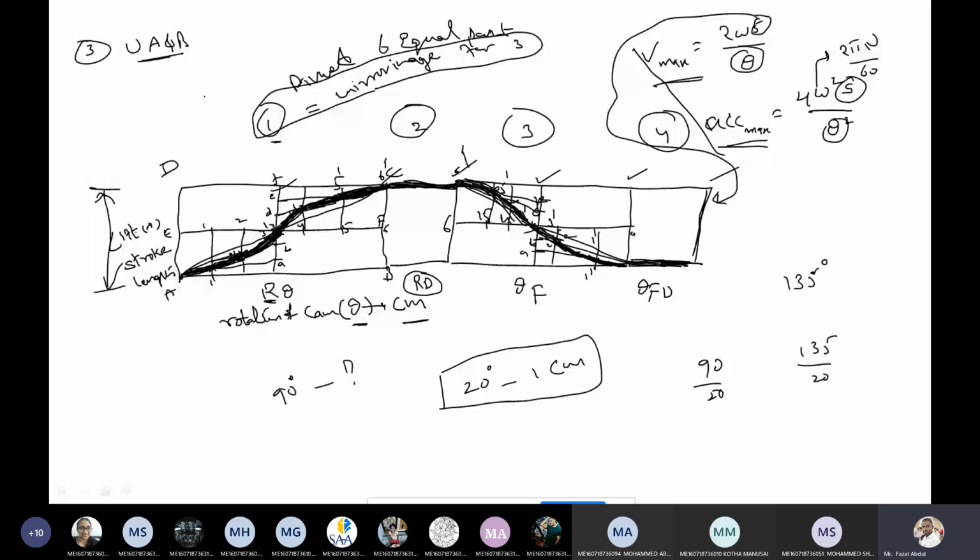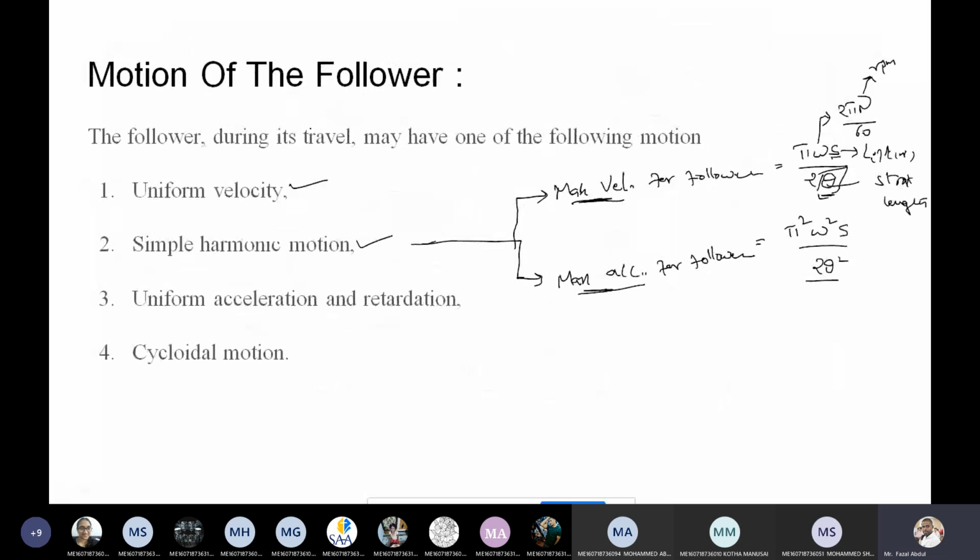The next method is cycloidal motion. So this Vmax and acceleration max is for uniform acceleration and retardation only. These are the two values for uniform acceleration and retardation. See here, this is the previous slide. For simple harmonic motion, these are the other two values, maximum velocity and maximum acceleration. I will write them, sir, one minute.